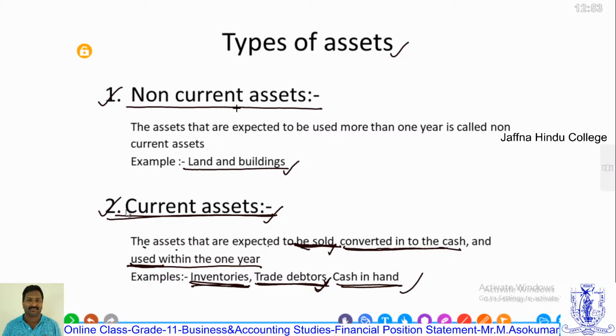Non-current assets are tangible ones like land and building, motor vehicle, machinery, office equipment, and investments are also considered non-current assets. Current assets mean the assets that are expected to be sold or converted into cash and used within the 1 year period. Examples: inventory, trade debtors, cash in hand, cash at bank, cash in petty cashier. They are called current assets.